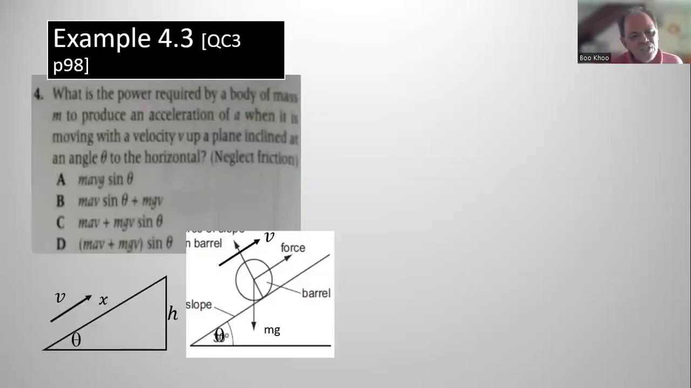Let's finish off by doing example 4.3. Quick check in the book I'm using. Check 3, page 98. What is the power required by a body of mass m to produce an acceleration a when it is moving with a velocity v up a plane inclined at angle theta to the horizontal, neglecting friction? Right? Draw a picture or picture in your mind what is happening. An object with velocity v up a distance x, object mass m.